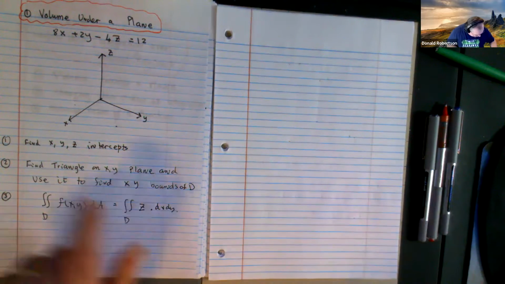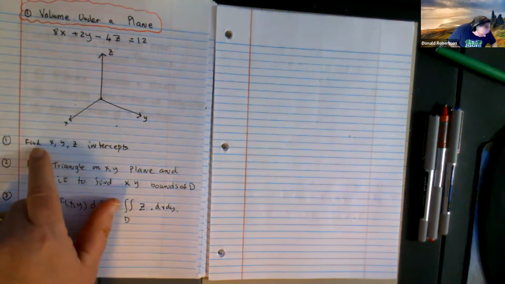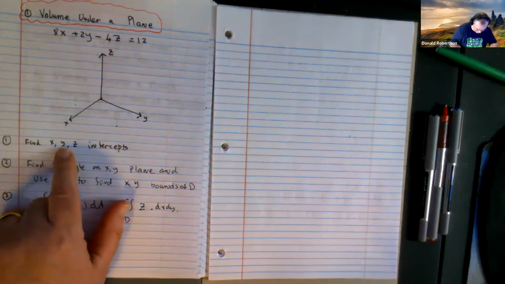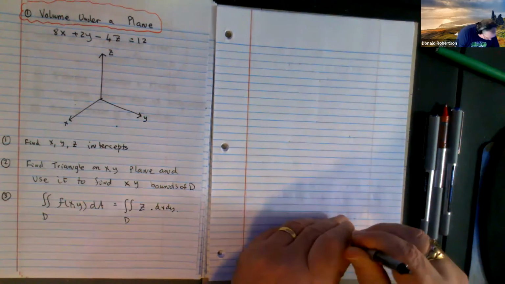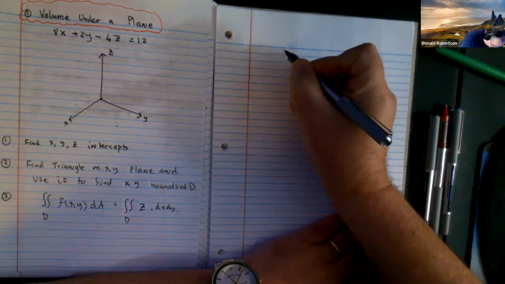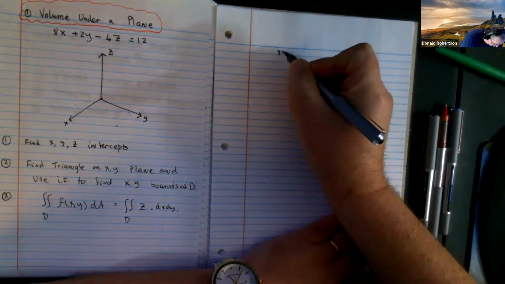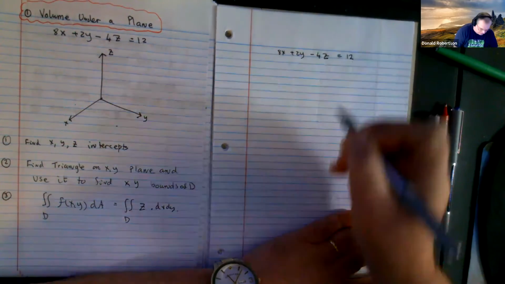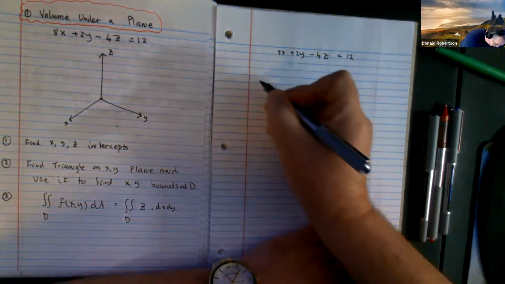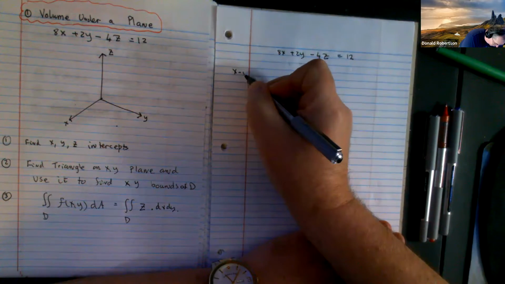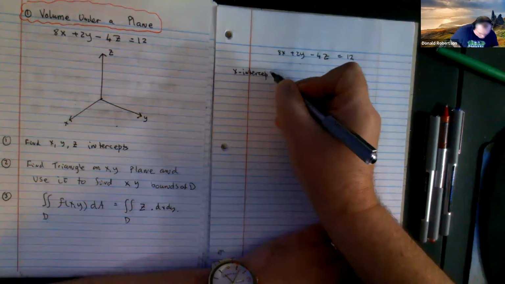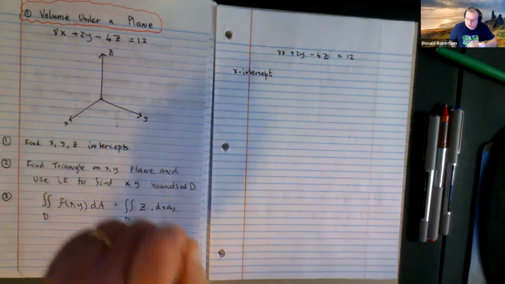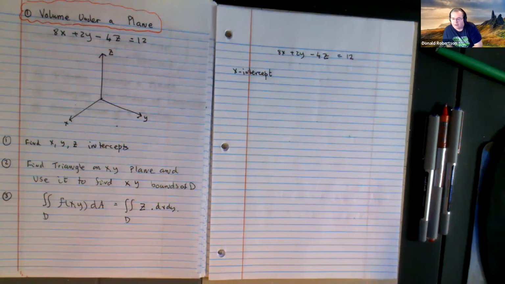So here's the shopping list for doing it. The first thing you need to do is find the x, y, and z intercepts. I kind of touched on that last time, so I'll do it again. I have the equation 8x plus 2y take away 4z equals 12. Now, if I want to find out where it cuts the x-axis, called the x-intercept, by the way, when we're finished, won't it look like one of those ugly pyramid things that we did last time, like the four-sided dice? That's kind of what happens when a plane hits the XYZ axis.